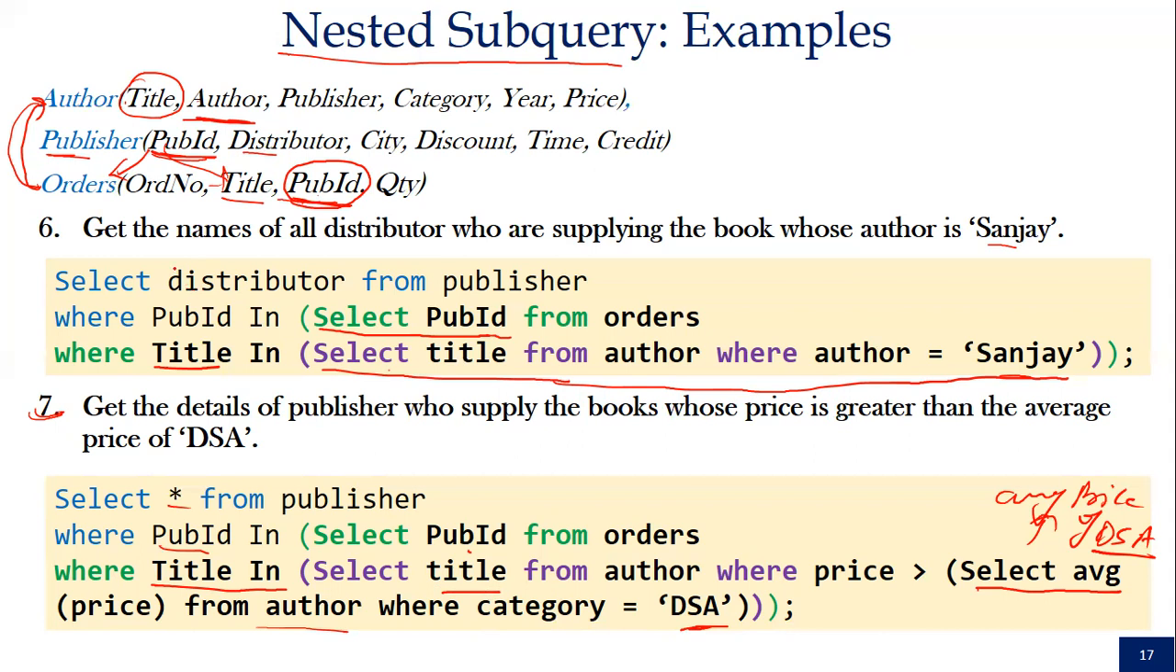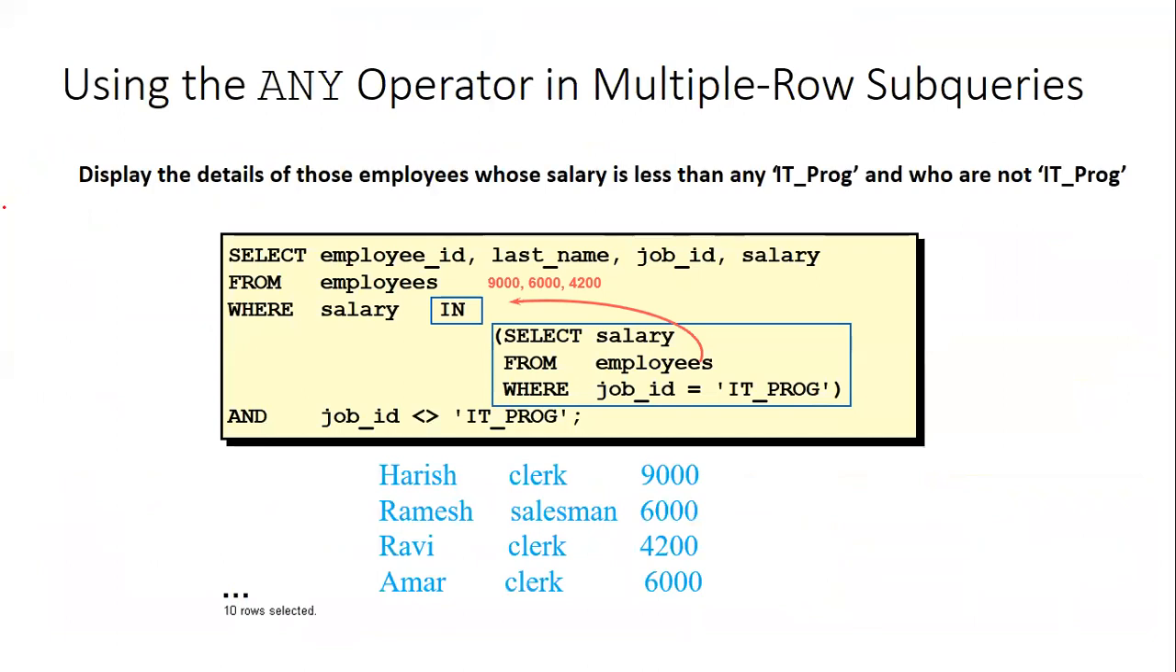Okay, so how can we use a multi-row query? For multi-row queries a simple query example is given here: display the details of those employees whose salary is less than any IT programmer and who are not IT programmers. This is just a job ID. IT programmer is a job ID, you can consider it as a job ID, a job ID column in the table. Now you have to identify the details of those employees whose salary is less than this and who are not IT programmers. So how can you do it?